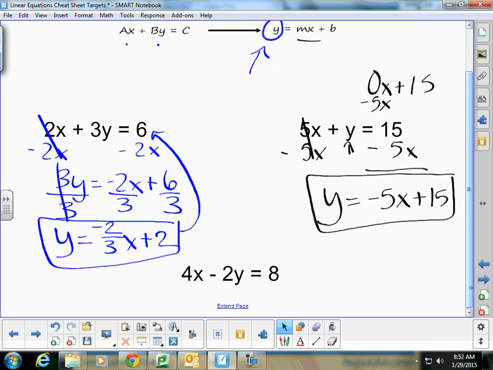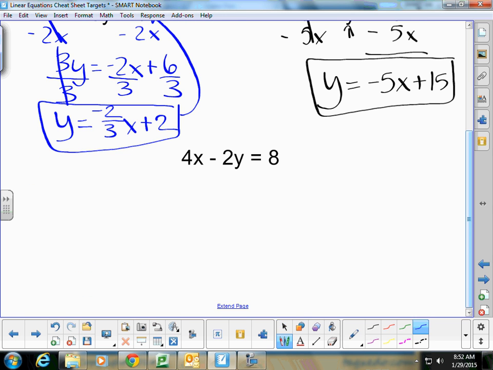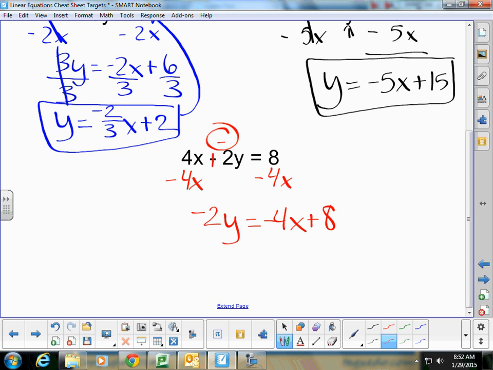Last one, this is where a lot of you get stumped. You see that negative there? We are going to get over this right now. Right away, I'm going to add the opposite so that I see I have to subtract 4x. A whole bunch of you would add 4x just because you see a subtraction sign. But you were not subtracting 4x in the first place. So I'm going to subtract 4x from both sides. I get negative, don't forget it, a lot of you will, negative 2y equals negative 4x plus 8.